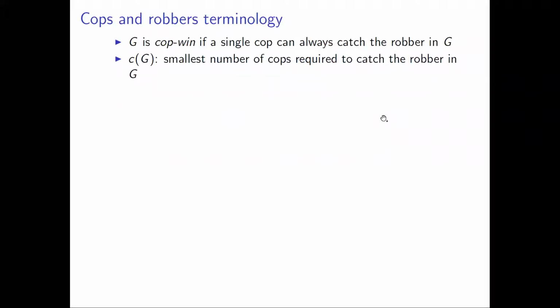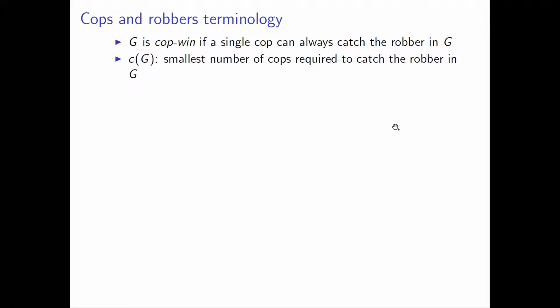So we had this term cop win. We saw some examples of graphs that are cop win or not cop win. Here's another term, C of G. It's a function that takes an input, which is a graph, and it outputs a positive integer. And that positive integer, C of G, is the smallest number of cops required to catch the robber in G. So in other words, the smallest number of cops required to guarantee victory in G.